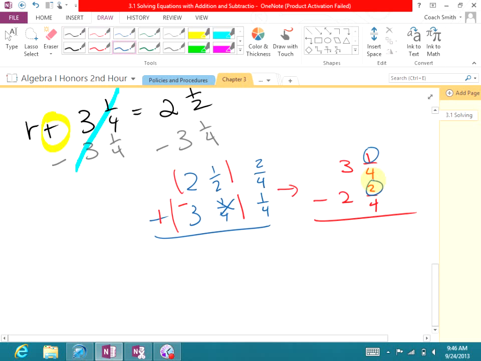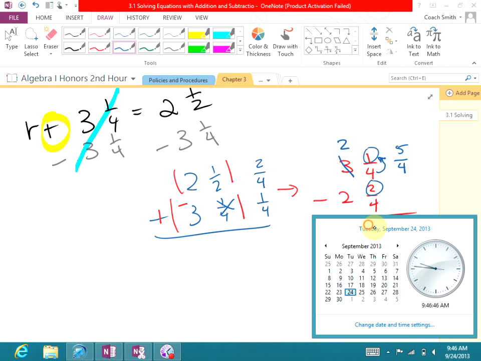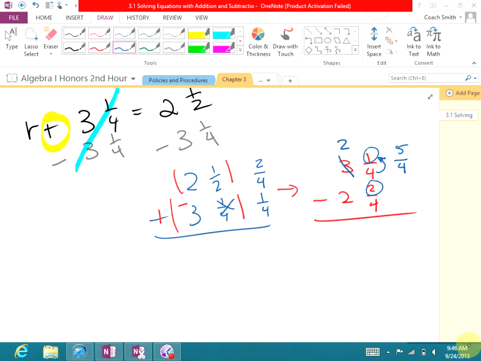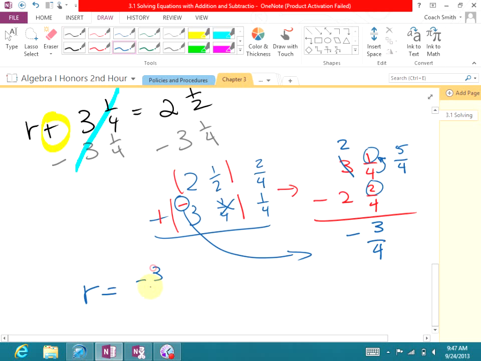Now I have 1 minus 2. Can I do that? No. So I have to borrow, make that a 2. I'm going to add 4 to 1, which makes it 5 over 4. Now I can subtract 2/4 from 5 over 4. What is 5 minus 2? 3. So this would be 3 over 4, and its larger sign is negative, so it would be negative 3 over 4. So R would be equal to negative 3 over 4. That's one of the harder problems that you will have to do.